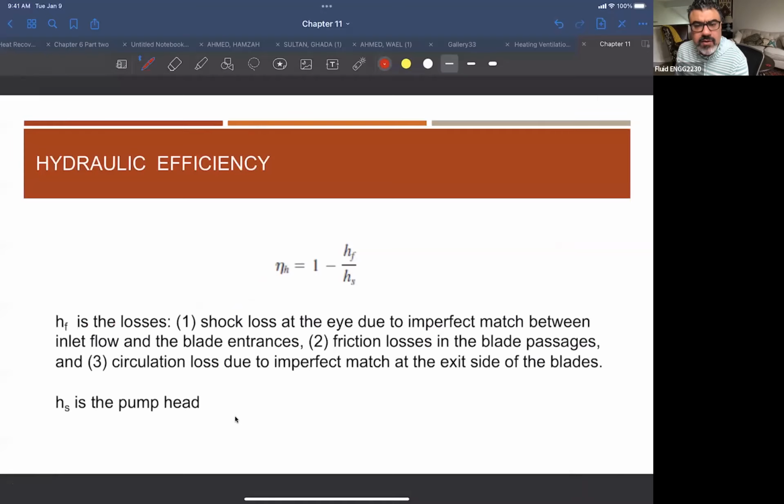Another type of efficiency, which is very important, is called hydraulic efficiency. Here we're talking about resistance in the system because of friction and other things. The pump will produce a certain head, but part of this head is consumed by the friction between all the parts inside the pump. So the hydraulic efficiency is 1 minus the friction losses, or the friction head.